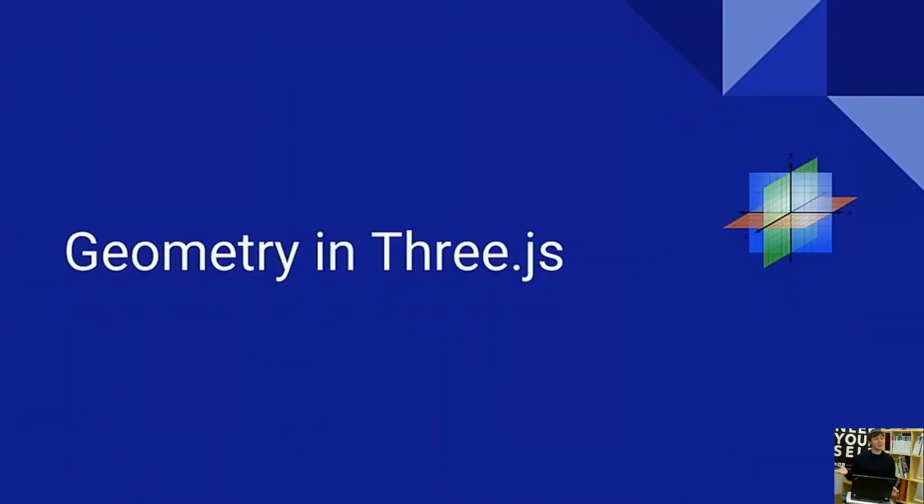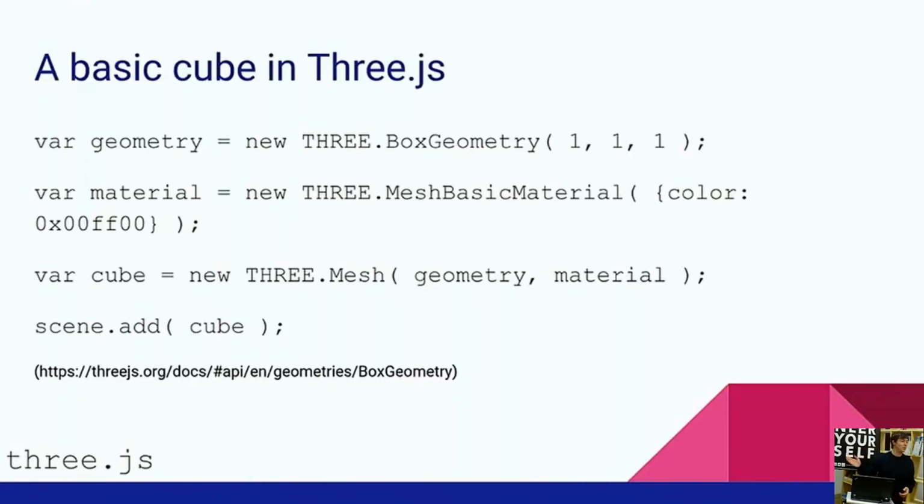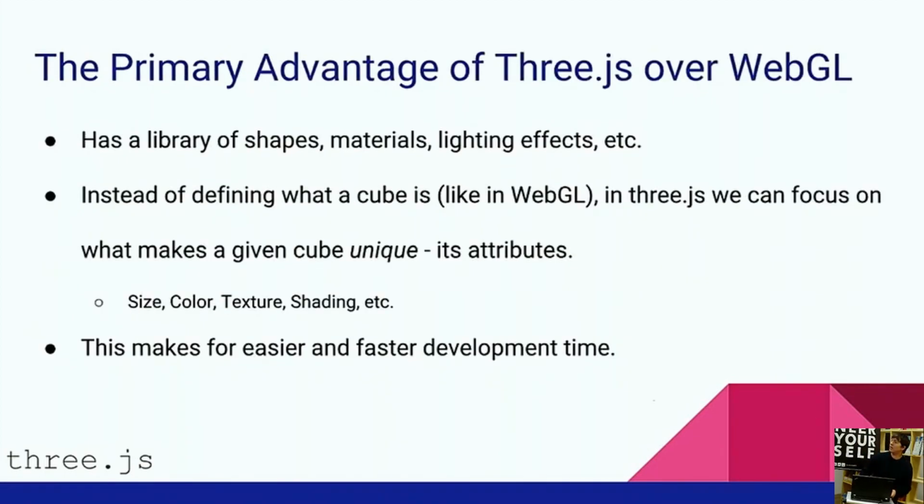So let's look at geometry in Three.js. Here's your basic cube in Three.js. It doesn't spin, all the sides are the same color, but you can see that it's much simpler how you create this cube. All right, so what's the primary advantage of Three.js over WebGL? Three.js has a library of shapes and materials. In WebGL, you have to basically define what a cube is. In Three.js, you just have to say what makes my cube or my shape or my material unique. You don't have to define your material from the basics. And so this means it's faster to develop on.